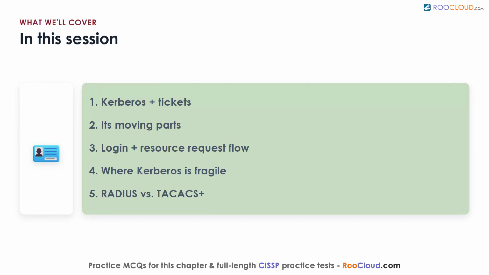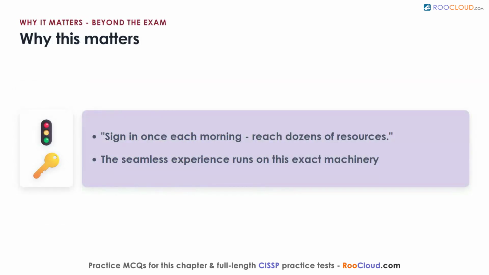What is Kerberos, and how does it prove identity with tickets? What are its moving parts? How does a user actually log in and request a resource? Where are its weak spots? And how do Radius and TACACS Plus differ? Why does this matter beyond the exam?